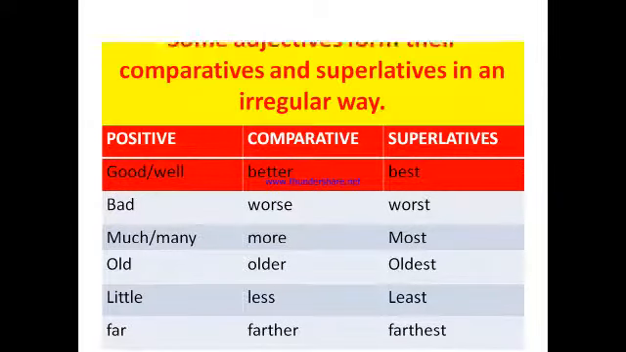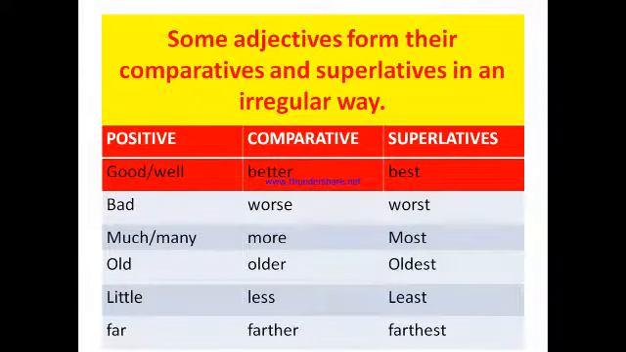Some adjectives form their comparatives and superlatives in an irregular way. Let's see some of those adjectives. Good, better, best. Bad, worse, worst. Much, more, most. Old, older, oldest. Little, less, least. Far, farther, farthest.